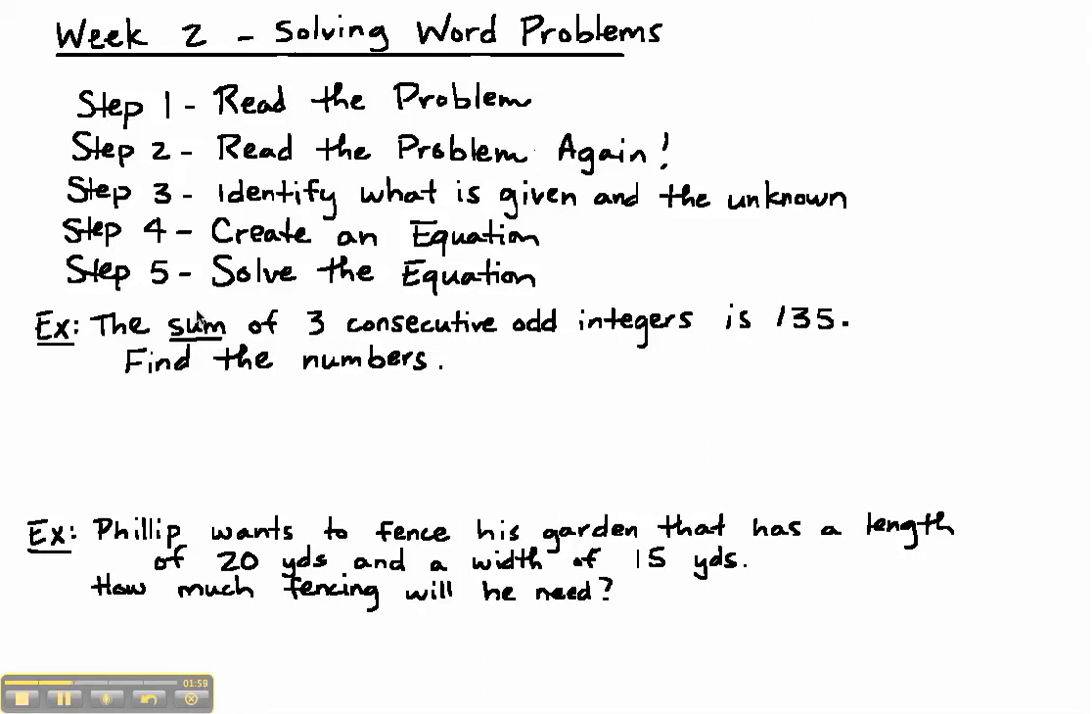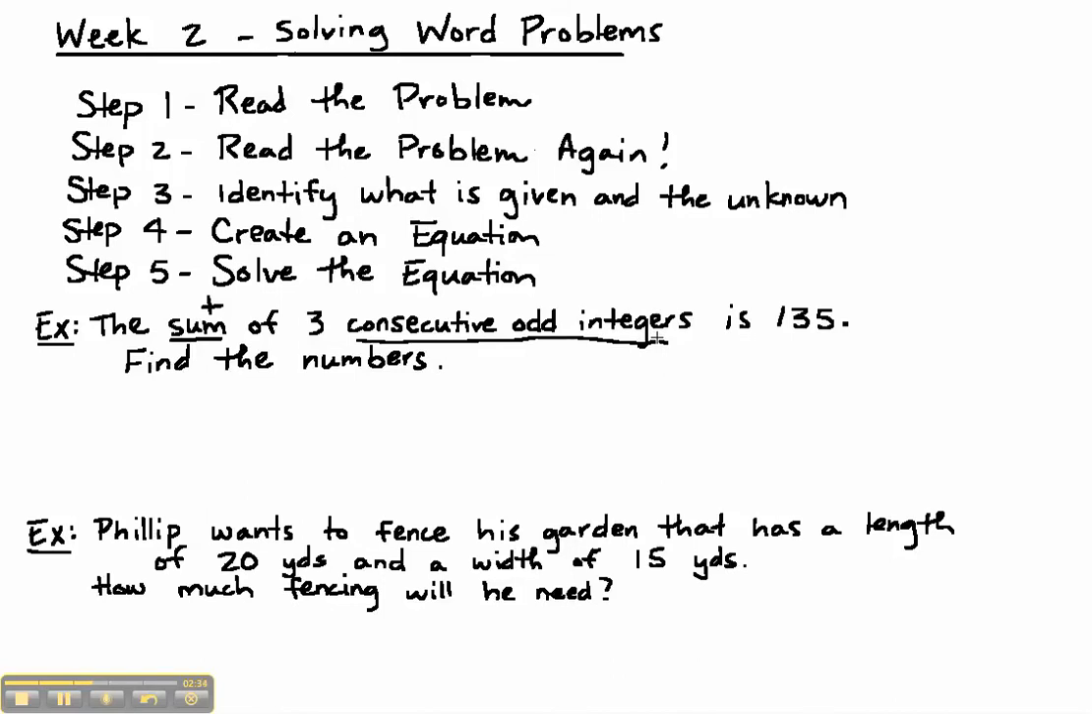First of all, the sum means to add. So we are adding three consecutive odd integers. We need to know what consecutive odd integers are. Integers are just those whole numbers that we think of, 1, 2, 3, 4, 5, 6, 7, and so on. But odd integers are just the odd numbers, 1, 3, 5, 7, 9. And consecutive means that they're one right after the other. 1, 3, 5 are three consecutive odd numbers. 9, 11, 13 are three consecutive odd numbers.